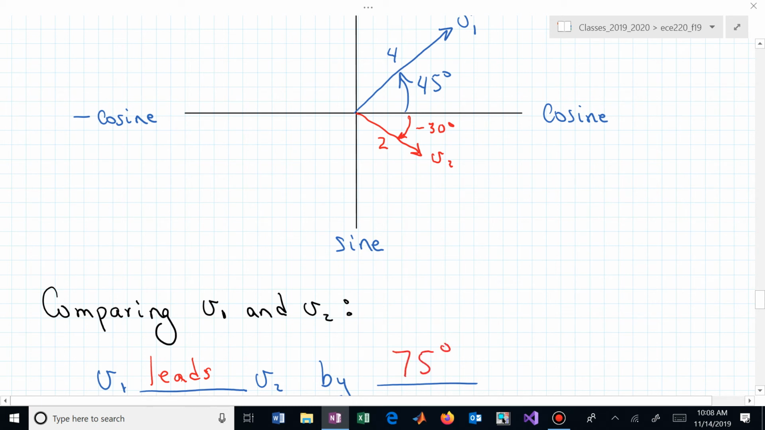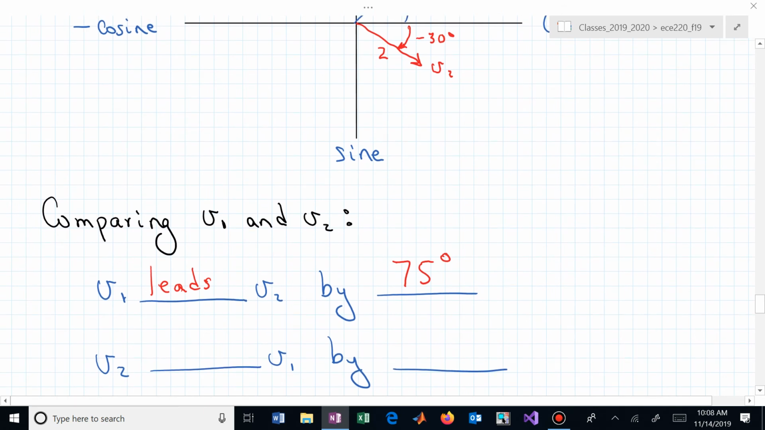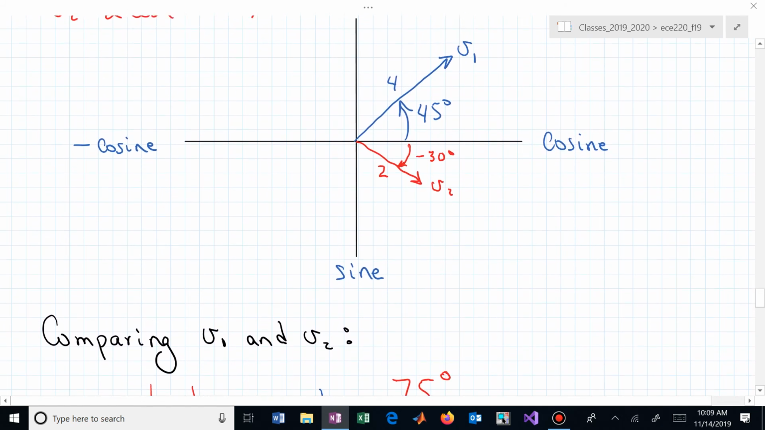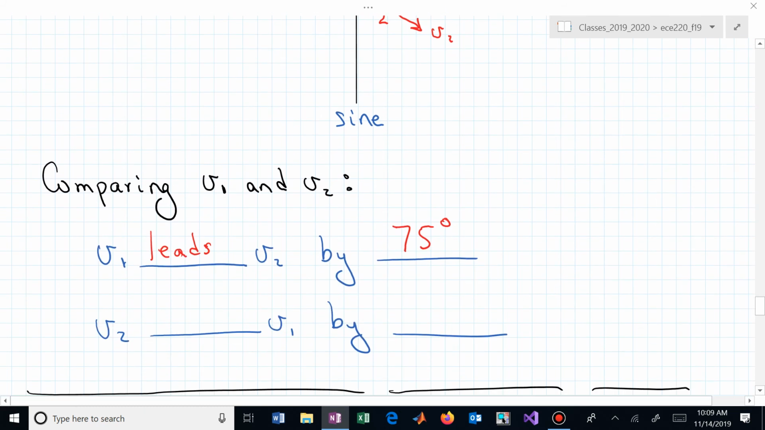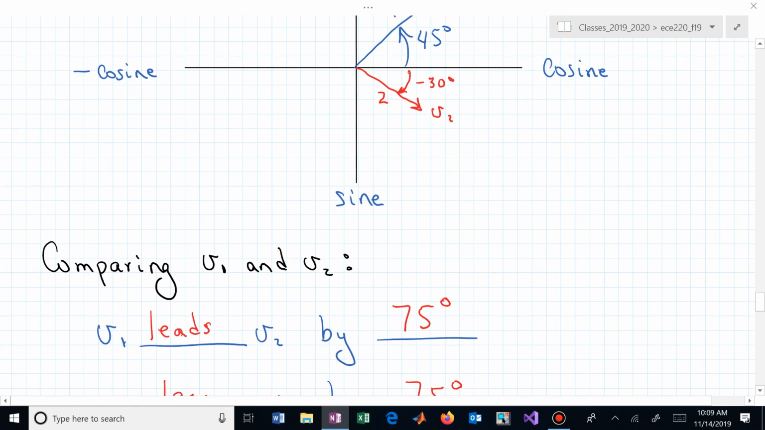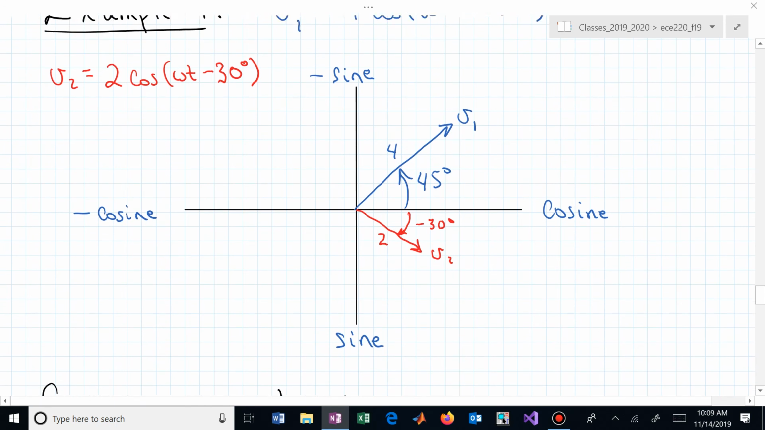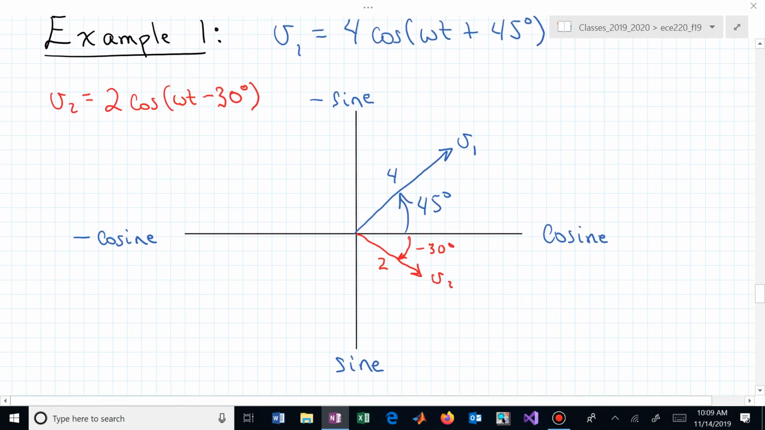Well, somebody could say an equivalent statement, and they could say, oh, V sub 2 does what to V1? Does V sub 2 lead or lag V sub 1? It lags by 75 degrees. We okay with comparing sinusoids? That was 2 cosines, both positive.